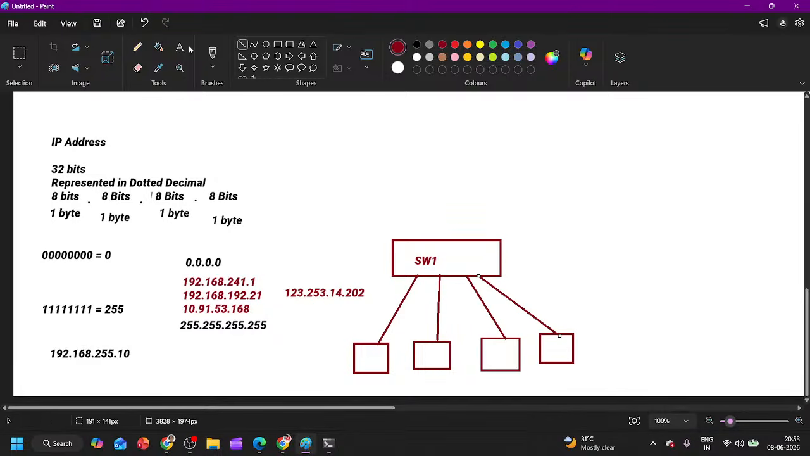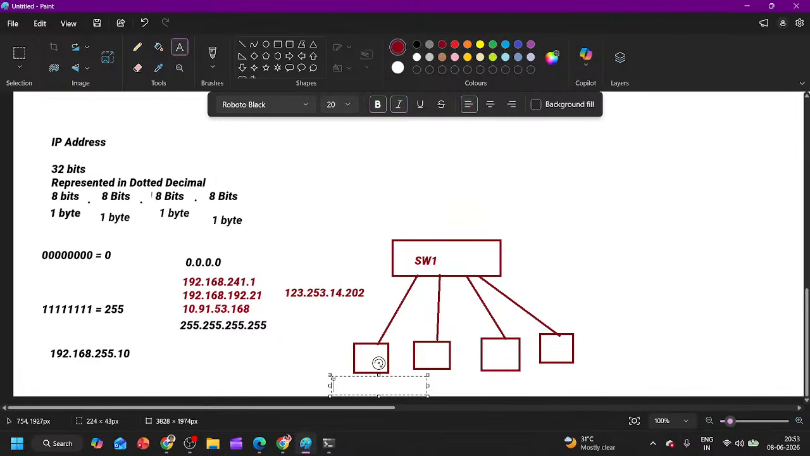Let's say the IP address of PC1 is 10.1.1.1, PC2 is 10.1.1.2, PC3 is 10.1.1.3, and 10.1.1.4. So how is the switch going to forward traffic between these users? Will the switch use the IP address to forward the traffic? No. It uses the MAC address. Yes, a switch forwards traffic based on MAC address only.